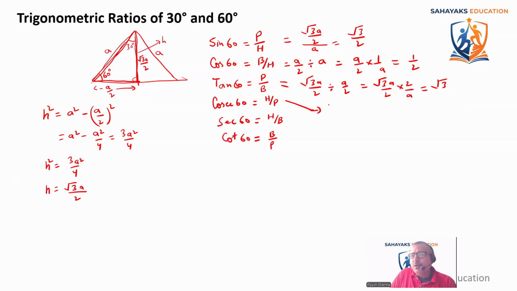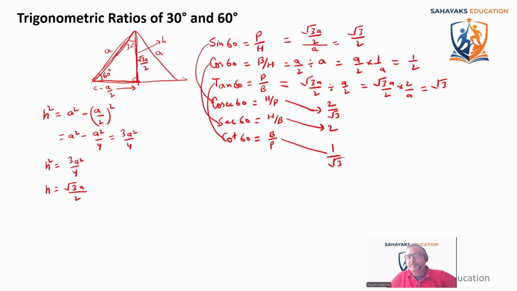Now, if we know these three values, we can directly write that cosec comes out to be 2 by root 3. It's the reciprocal of sine. Sec is the reciprocal of cos. Cot is the reciprocal of tan. So sec 60 comes out to be 2 and cot 60 comes out to be 1 by root 3. This is the way we found the values of the ratios for 60 degrees.